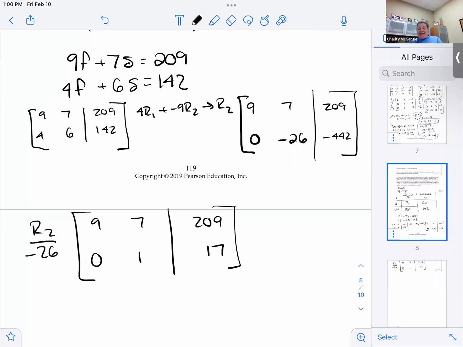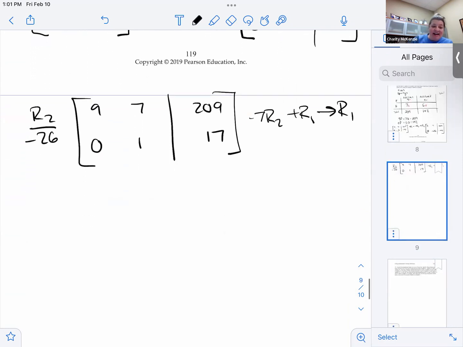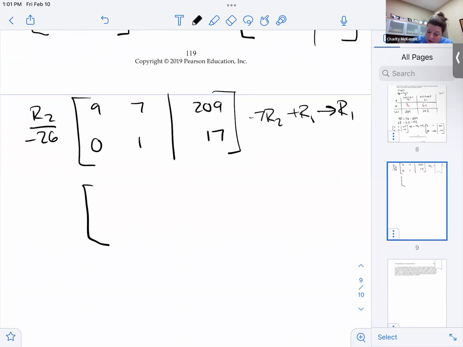Okay. And then the next one, we want a 0 where the 7 is. Well, it's a lot prettier now. So we can take negative 7 times row 2, add that to row 1, and replace that on row 1. And that'll give us a 0 where our 7 is. So let's do that. Negative 7 times 0 is 0, plus 9 is 9. So I still have a 9 here. And then negative 7 times 1 plus 7 is going to give me a 0.